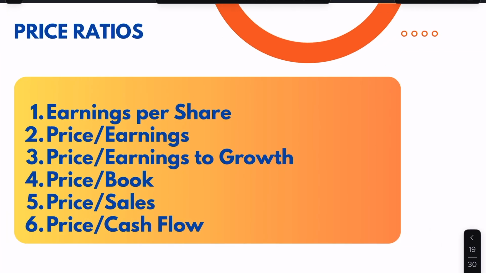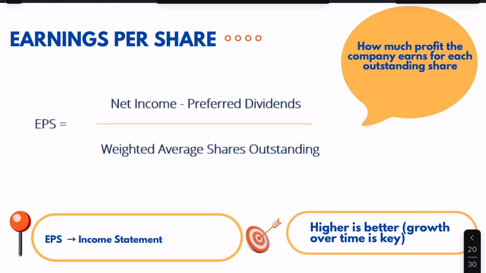Next, let's look at price ratios. Price ratios tell you how expensive a stock is relative to what it earns. These are the price ratios we are going to cover. First, let's look at earnings per share.